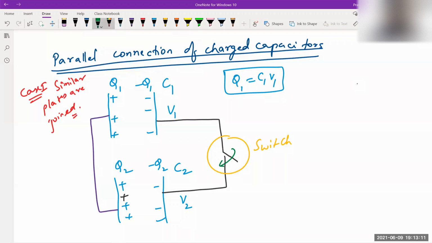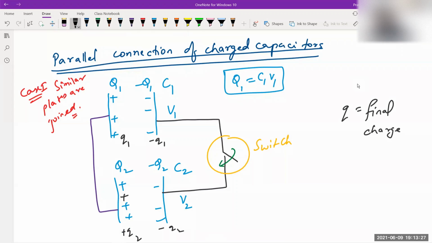Okay, let's just say small q denotes the final charge. We know that there will be a redistribution of charges. So the first capacitor has q1 charge and the second capacitor will have q2 charge. Now, can you relate q1 and q2 somehow?